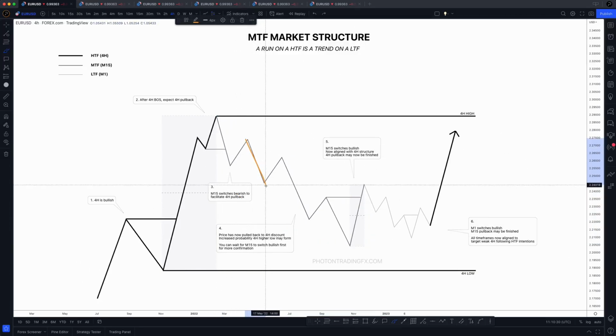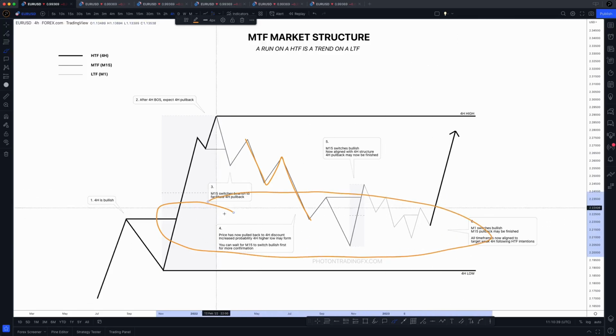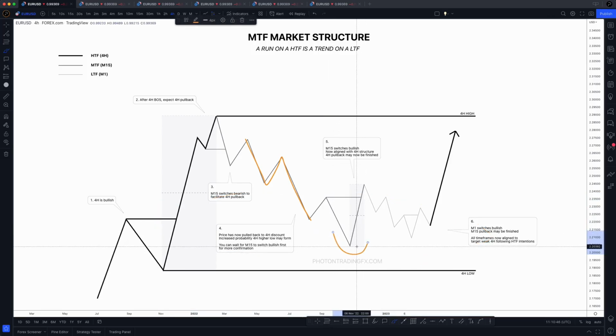Now, the lower that we get in this bearish M15 trend, we have to start thinking that we're now in the 4-hour discount, okay? This is the EQ of the 4-hour leg. We're now in the discount. Anywhere within that discount, there's a higher probability that the 4-hour higher low, the swing high low, may form, right? And we'll be ready to then go on and continue the 4-hour trend and target that weak 4-hour high, okay? So if you're following that bearish M15 trend, you could be shorting, you could be holding your trade. As we come down into that 4-hour discount, you have to start thinking, okay, at any minute now, the M15 may switch bullish, okay?